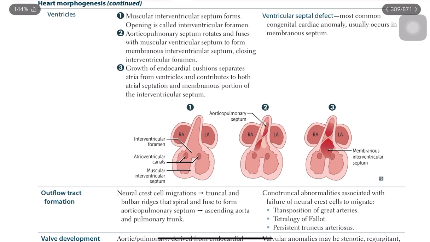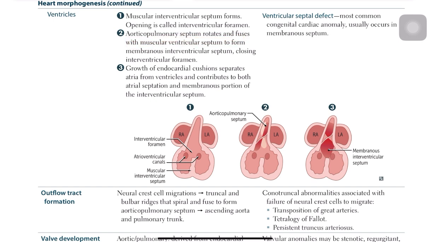Now coming to ventricles. The development of ventricles isn't that complicated as we discussed with atria. This is very simple. There we said intra-atrial foramen, where we used the complicated words of ostium. Here it is simple. You have interventricular foramen.